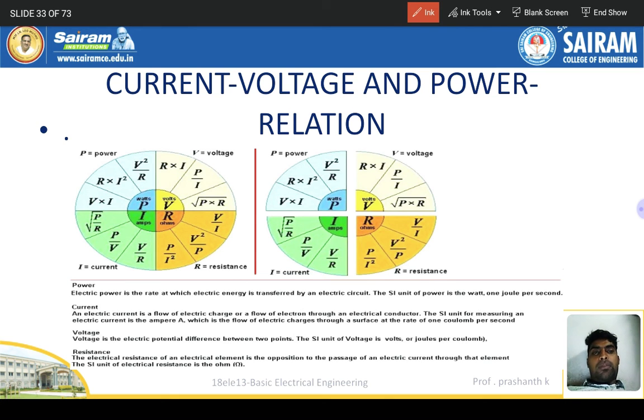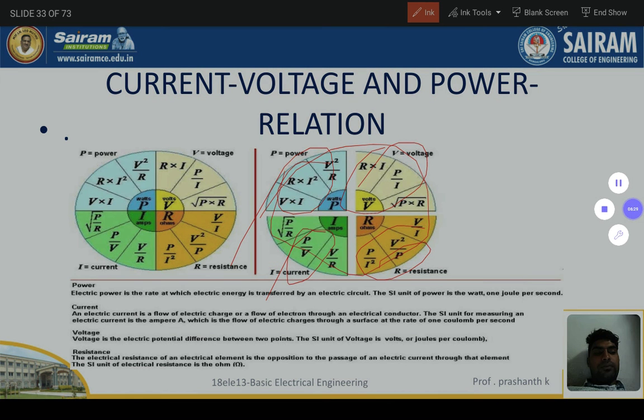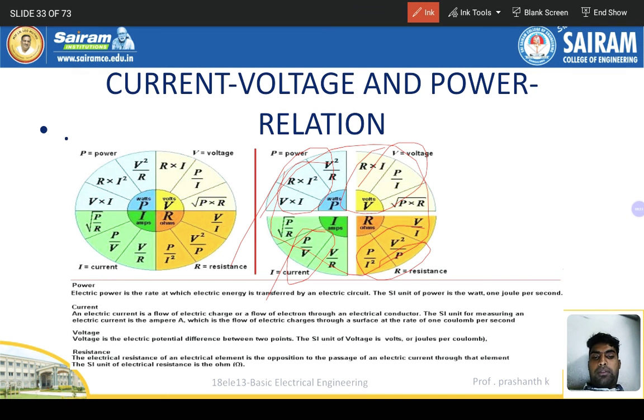So this is the relationship of power, voltage, current, resistance. See here, this one is resistance, this one is current, this one is power. Just keep it in your mind. Once again, the power SI unit is watt or joules per second, work done per unit time. Work done is energy, and energy is in joules, right? Current is the flow of electrons through the electrical conductor. The SI unit for measuring electrical current is the ampere.